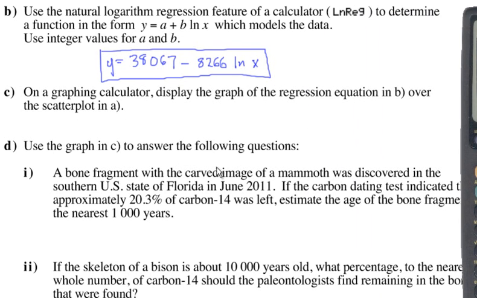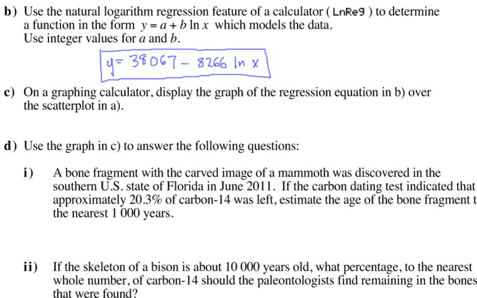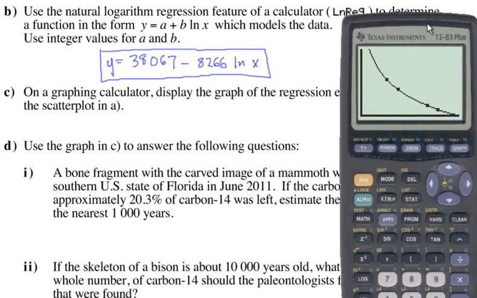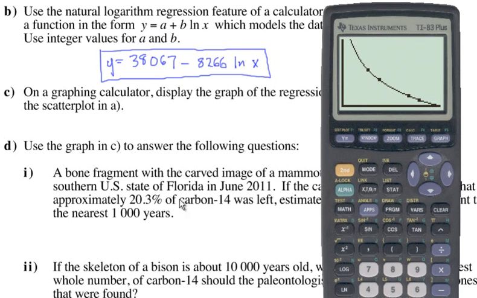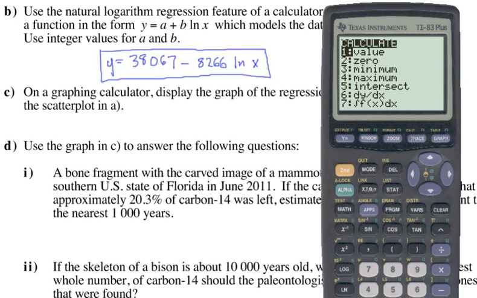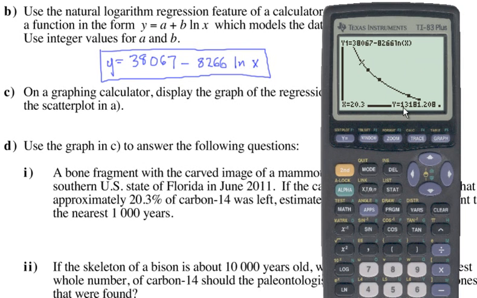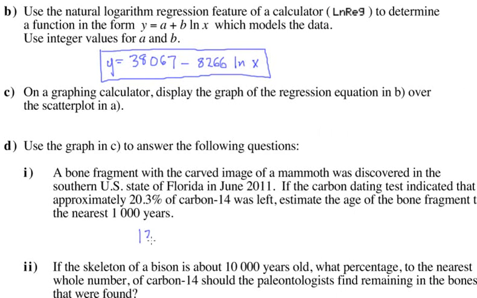Part D, use the graph in C to answer the following questions. A bone fragment with the image of a mammoth was discovered in Florida. If the carbon dating test indicated 20.3% carbon, estimate the age. So, if the percentage left was 20.3, we can put in that value and say, okay, if we're at 20.3% carbon, how old is this thing? Answer, same thing we got in the previous example, 13,000 years, give or take.